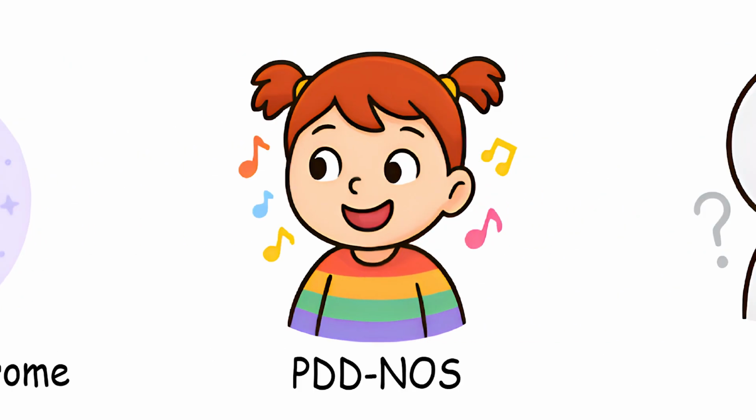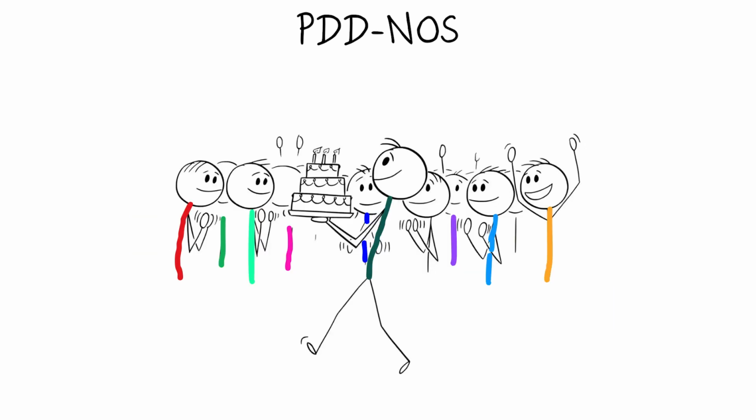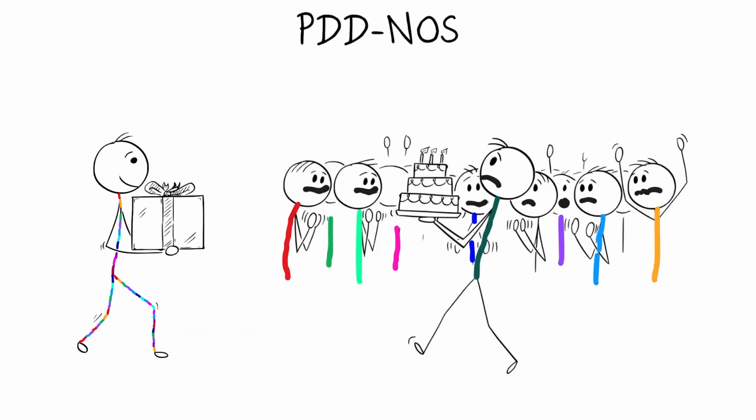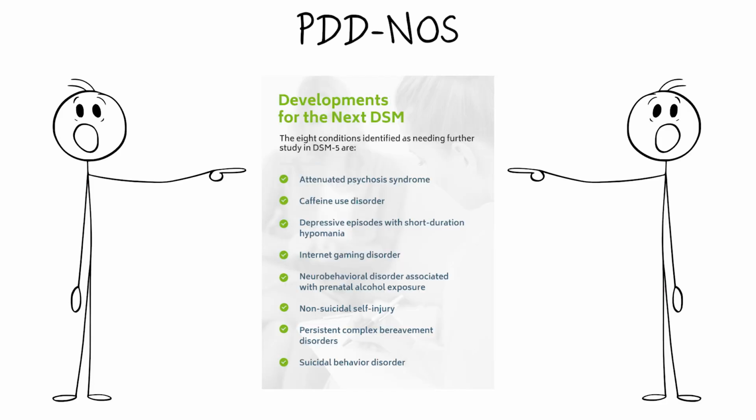Pervasive developmental disorder, PDD-NOS. A birthday party for the autism spectrum where everyone wears a color based on their type. Red for classic autism, blue for Asperger's, green for Rett syndrome. Then in walks someone decked out in all the colors at once. You don't know where to place them, but you know they belong. That's PDD-NOS. The wildcard diagnosis used before 2013's DSM-5 shook things up.